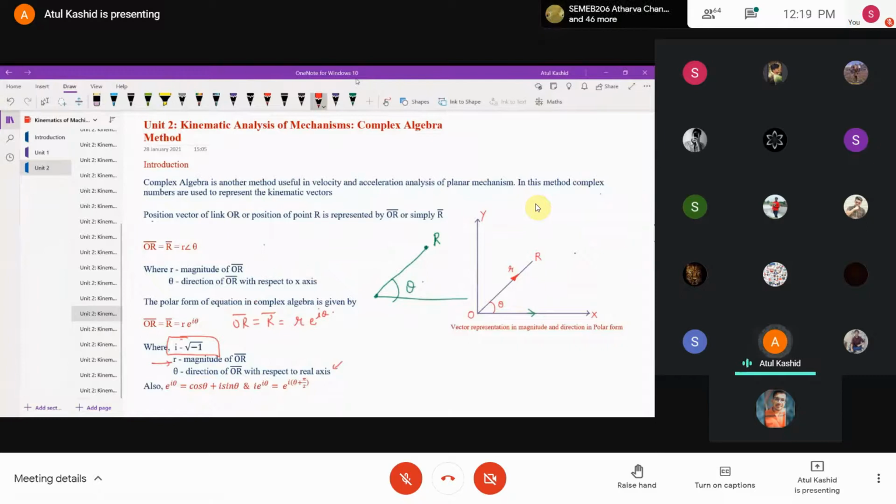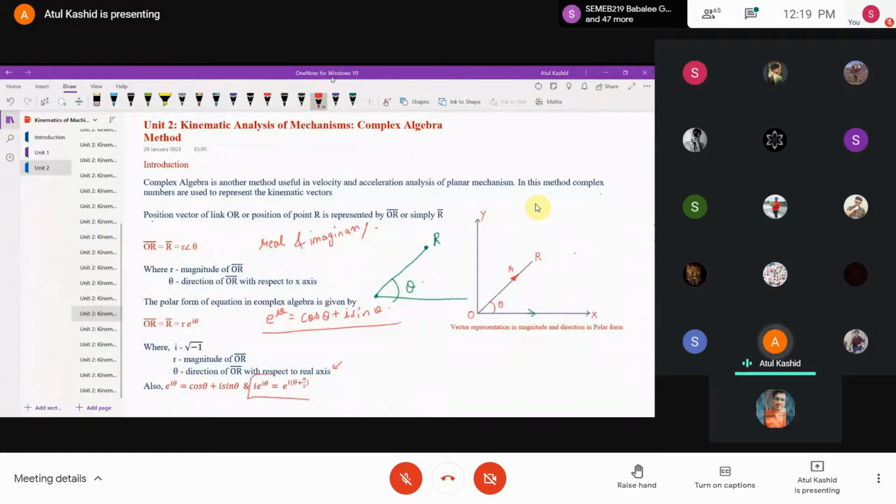So in complex algebra, we have real and imaginary axes, right? So this e raised to I theta is nothing but the unit vector in the direction of the OR bar, right? This e raised to I theta, in complex algebra, is also written as: e raised to I theta is equal to cos of theta plus I sine of theta.